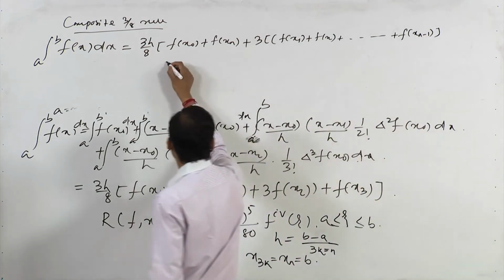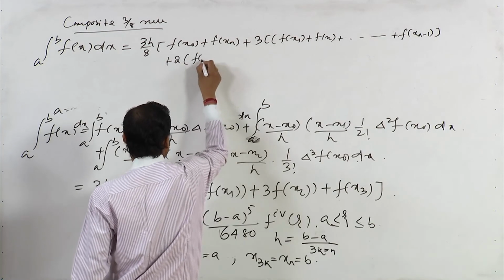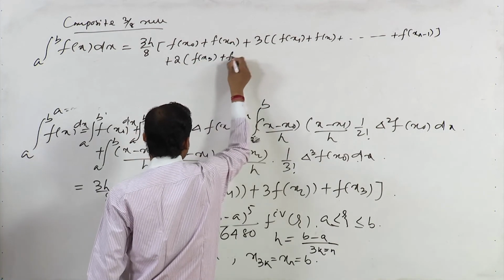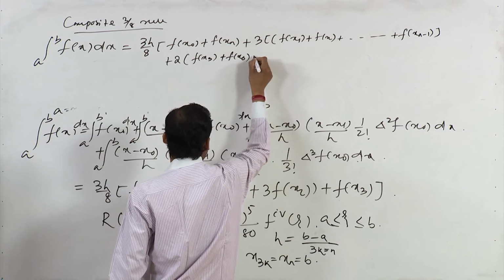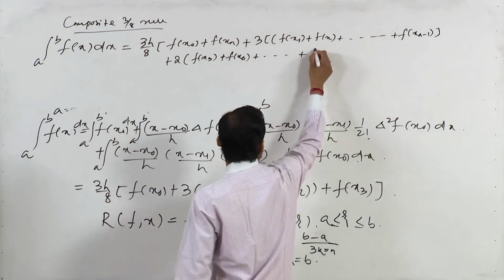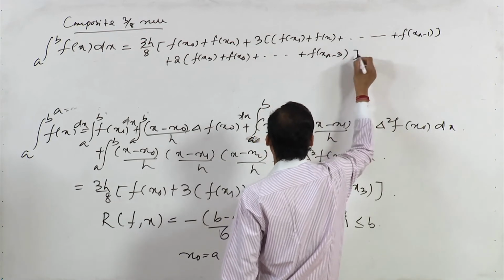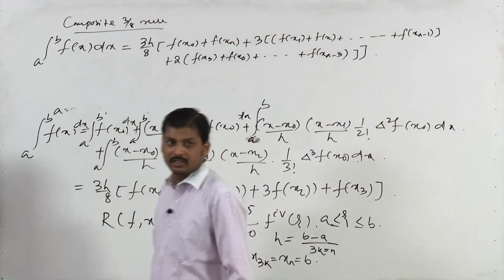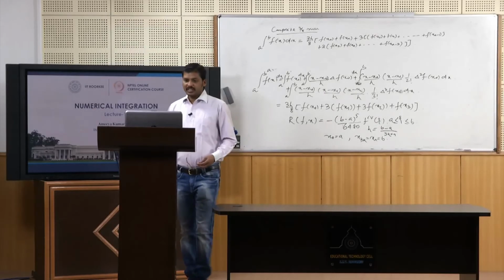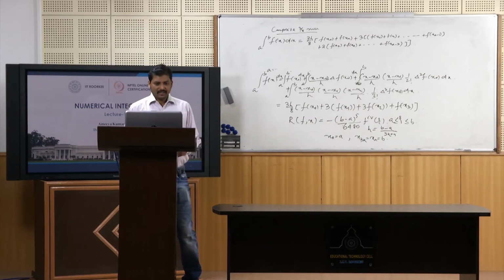So, plus 2 into f of x3 plus f of x6. Likewise it will go up to f of x n minus 3 here. This is basically called the composite Simpson's 3 by 8 rule.